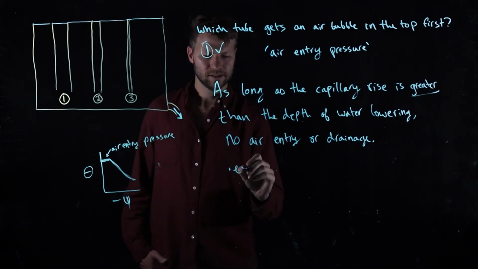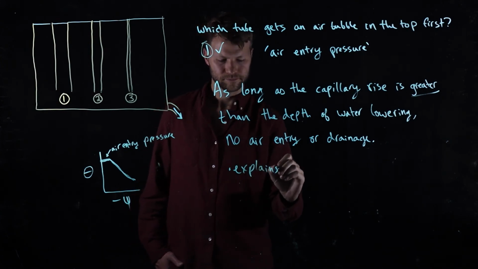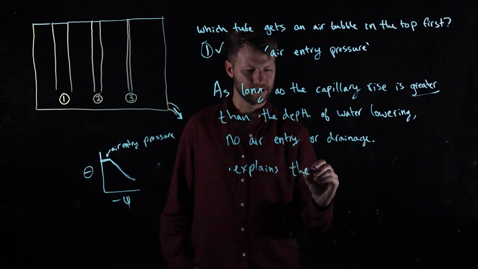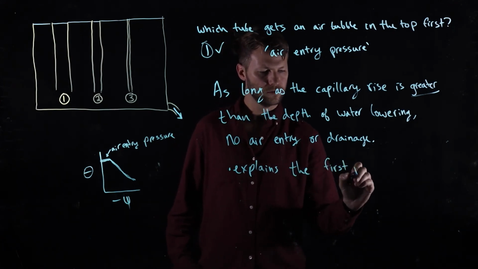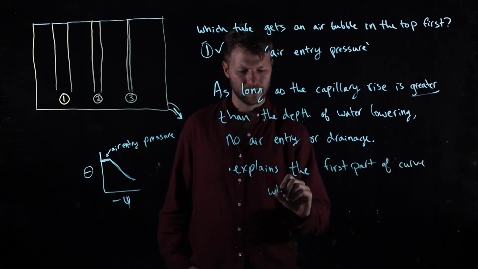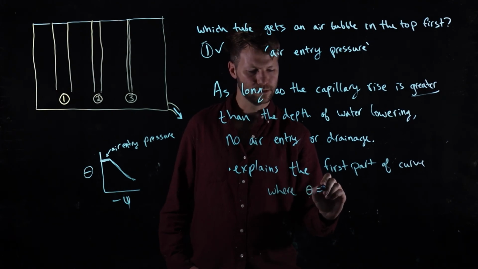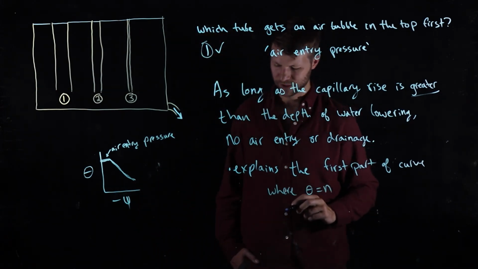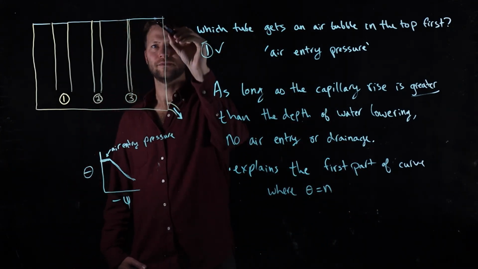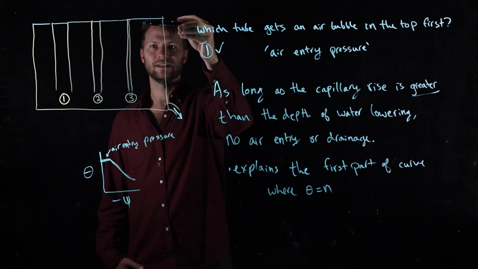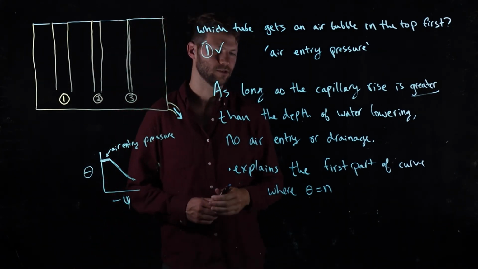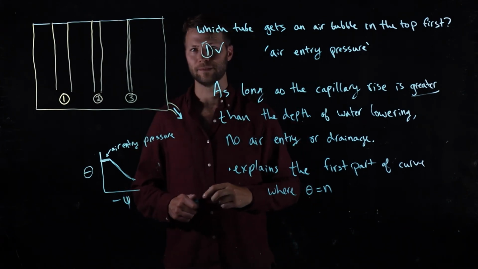So this explains the first part of the water characteristic curve, where theta is equal to n, even at negative pressures. And of course, you can kind of think of this open part here as reflecting the water table. The height of the water here is going to determine, of course, the height of the capillary rise in the capillary fringe as well.